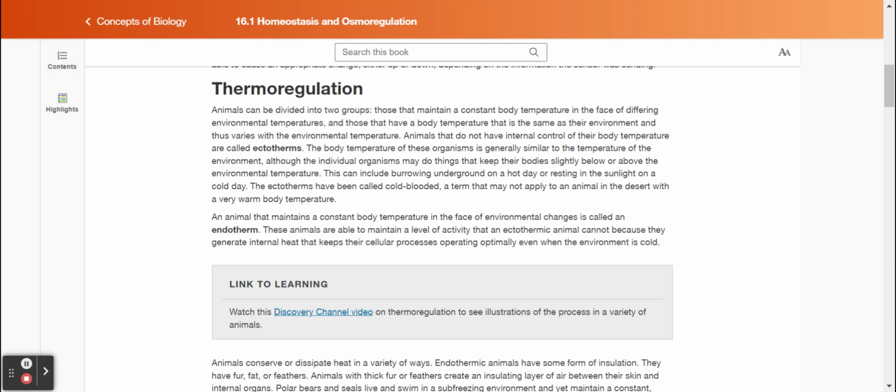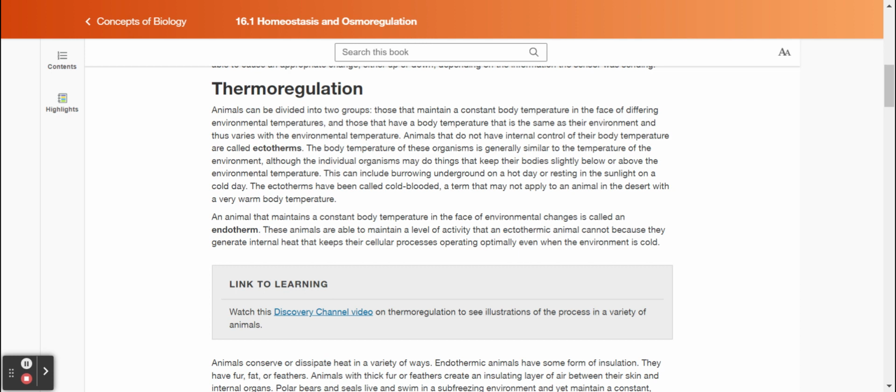Animals that do not have internal control of their body temperature are called ectotherms. The body temperature of these organisms is generally similar to the temperature of the environment, although the individual organisms may do things that keep their bodies slightly below or above the environmental temperature. This can include burrowing underground on a hot day or resting in the sunlight on a cold day.